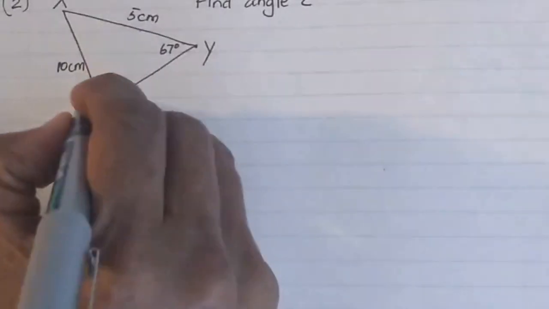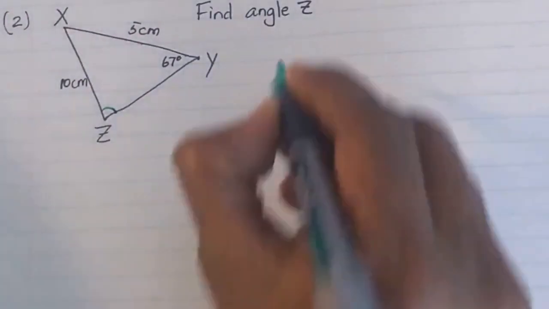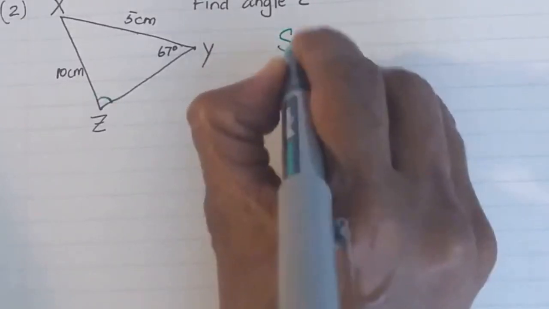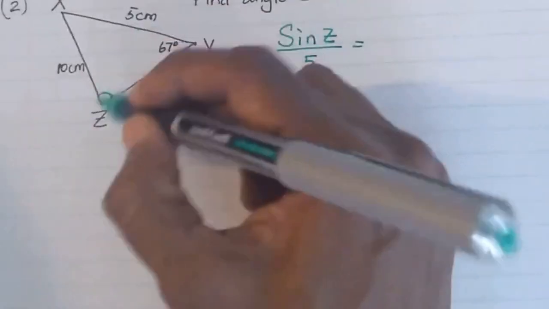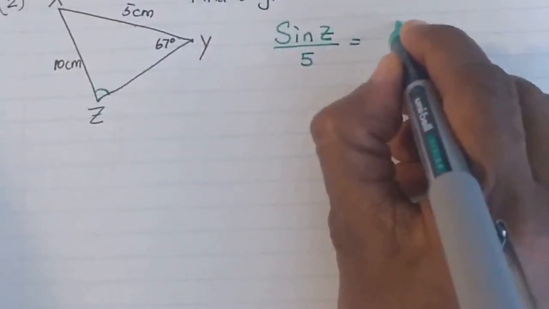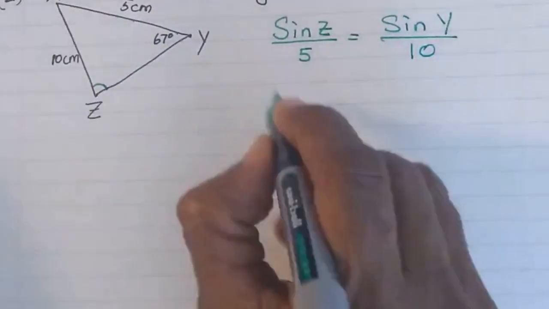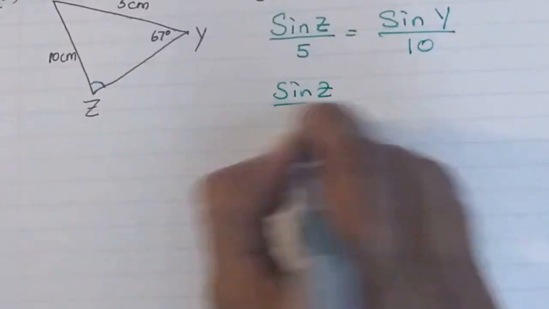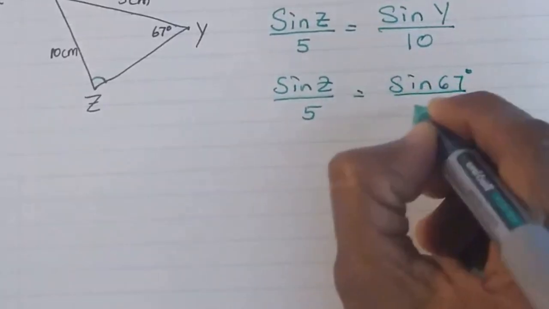And to use the sine law, since they're asking us to find the angle Z, I'm going to always keep the unknown in the numerator. So I'm going to go sine Z over 5, which is the opposite side to Z, is equal to sine Y over the opposite side of Y, which is 10. And Y, I know what it is, so I'm just going to replace that. Sine Z over 5 equals sine 67 over 10.